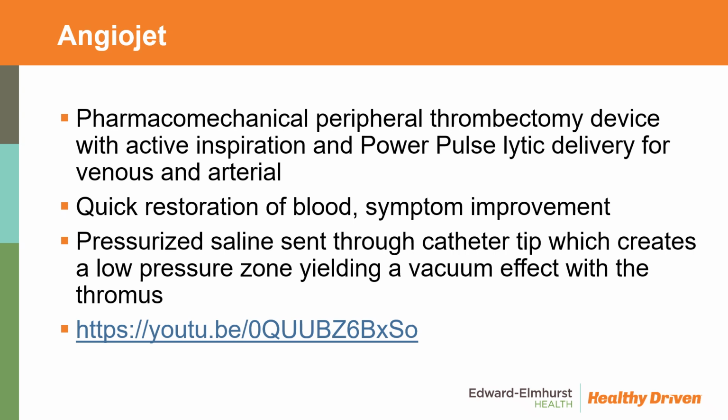And so here's AngioJet. We've got a pharmacomechanical peripheral thrombectomy device with active aspiration and power pulse lytic therapy for venous and arterial clot. It is quick restoration of blood, symptom improvement. Pressurized saline is sent through a catheter tip, which creates a low pressure zone, yielding a vacuum effect with the thrombus.